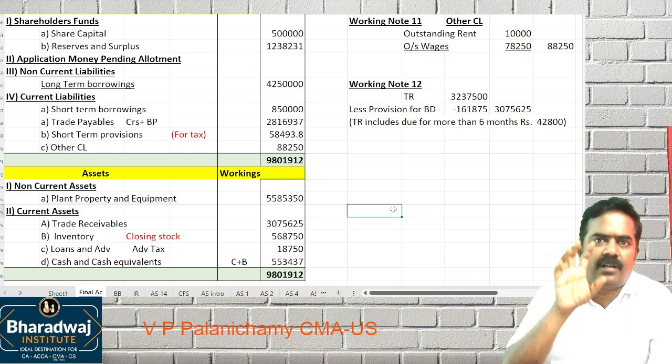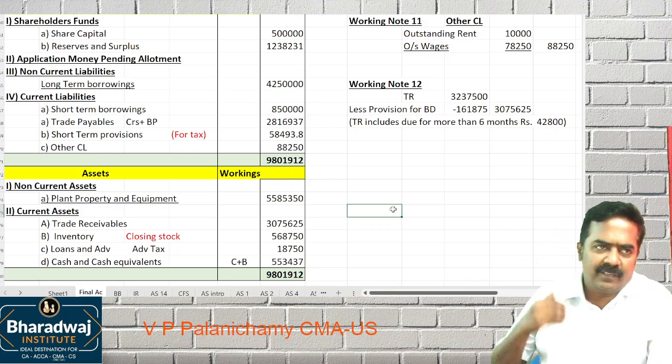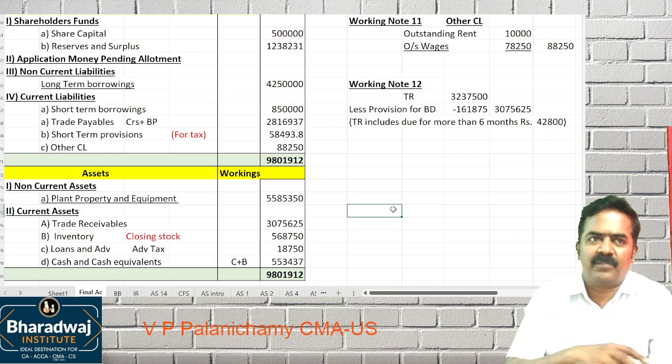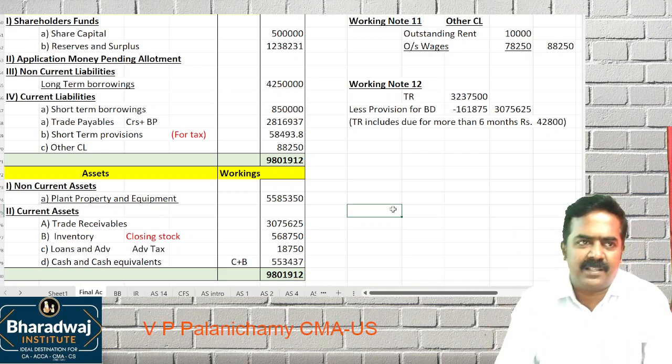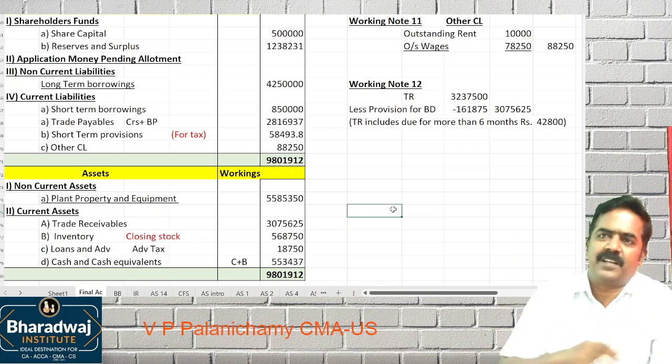Read the question, then do working notes for P&L account. We'll check the working notes, do the P&L account. Then you do the working notes for balance sheet. We'll check the working notes and do the balance sheet in the month.